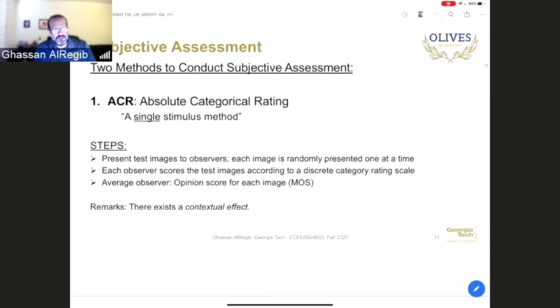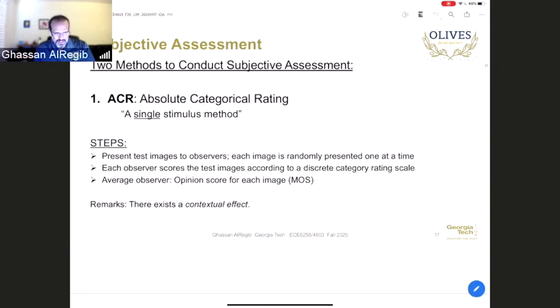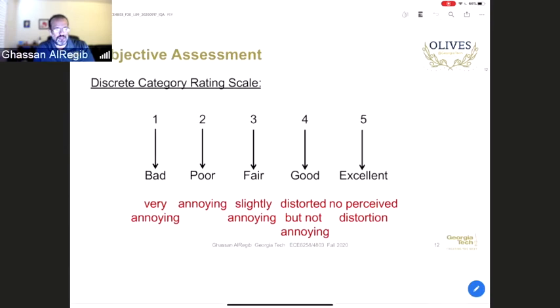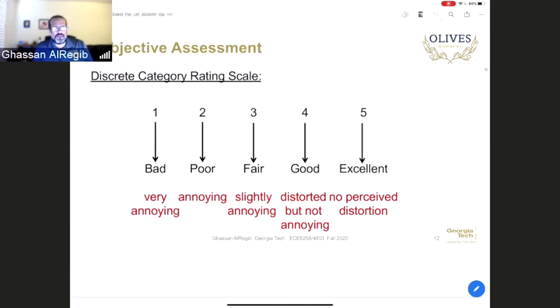The remark here is about the contextual effect. Whenever we look at a single image by itself, our background, our history in viewing images, and our experiences in life, we get some biases when we evaluate such images in terms of quality. So there's some bias among these observers. And the scale that we use has five levels. One is the worst, and 5 is the best.